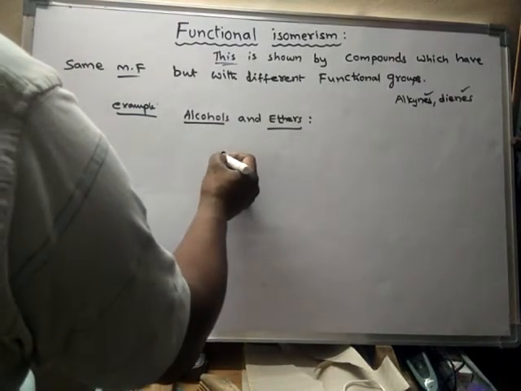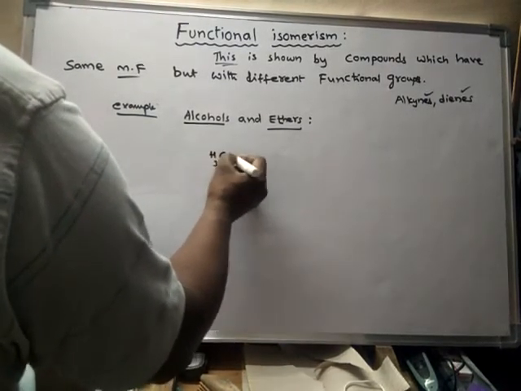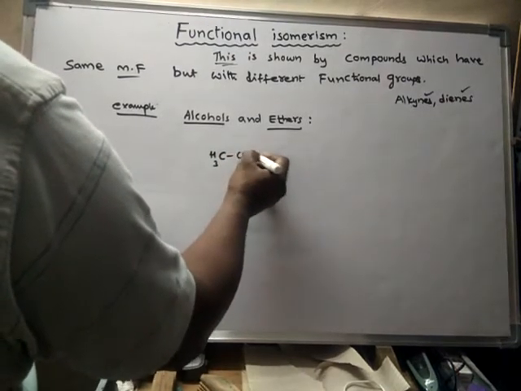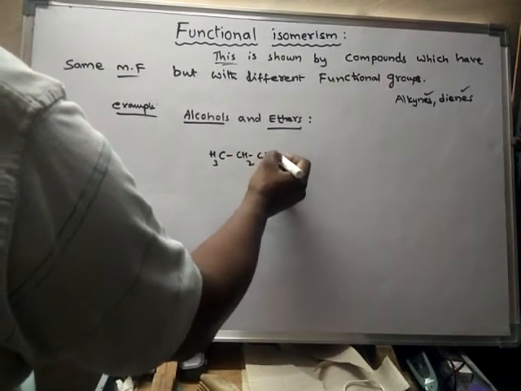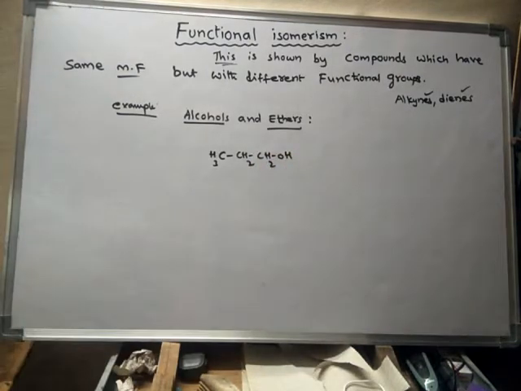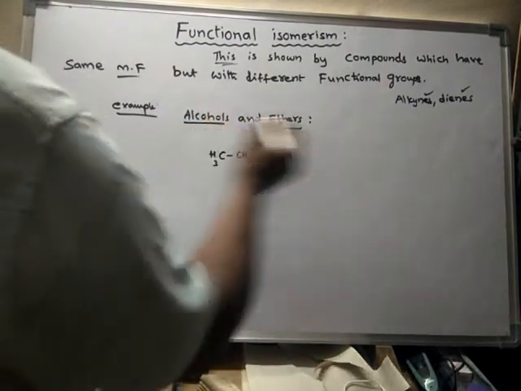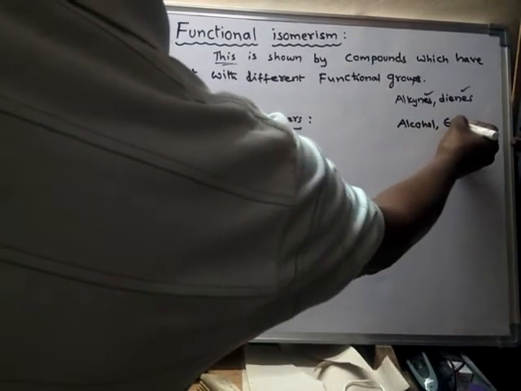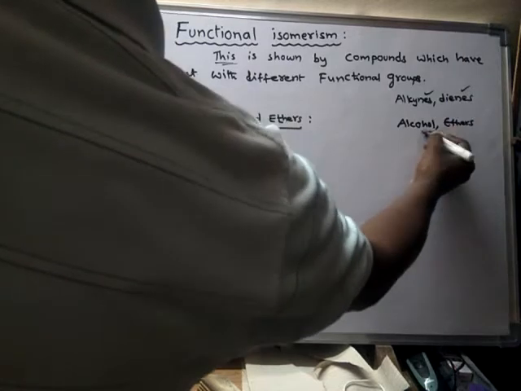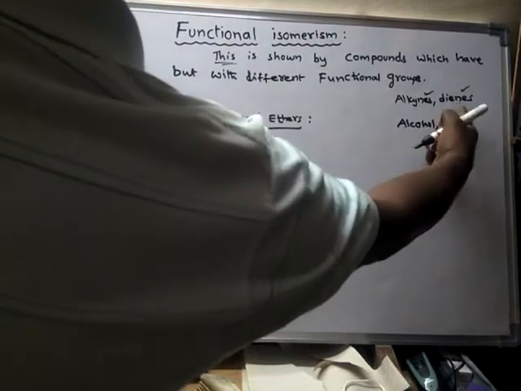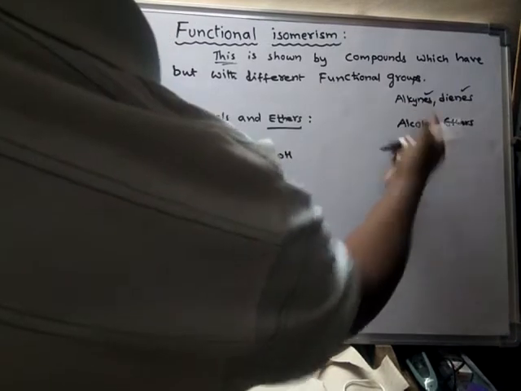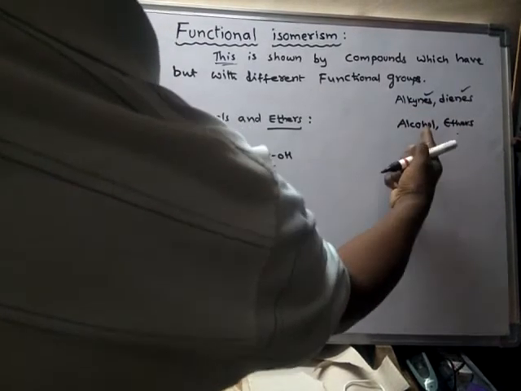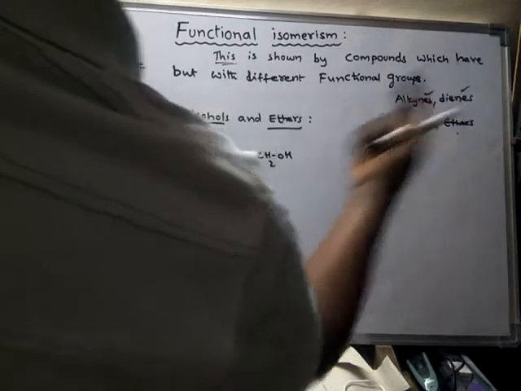For example, CH3CH2CH2OH. So this is propyl alcohol. Generally, alcohols and ethers are all functional isomers to each other. So this is a functional isomer to this one, and this is a functional isomer to this one.